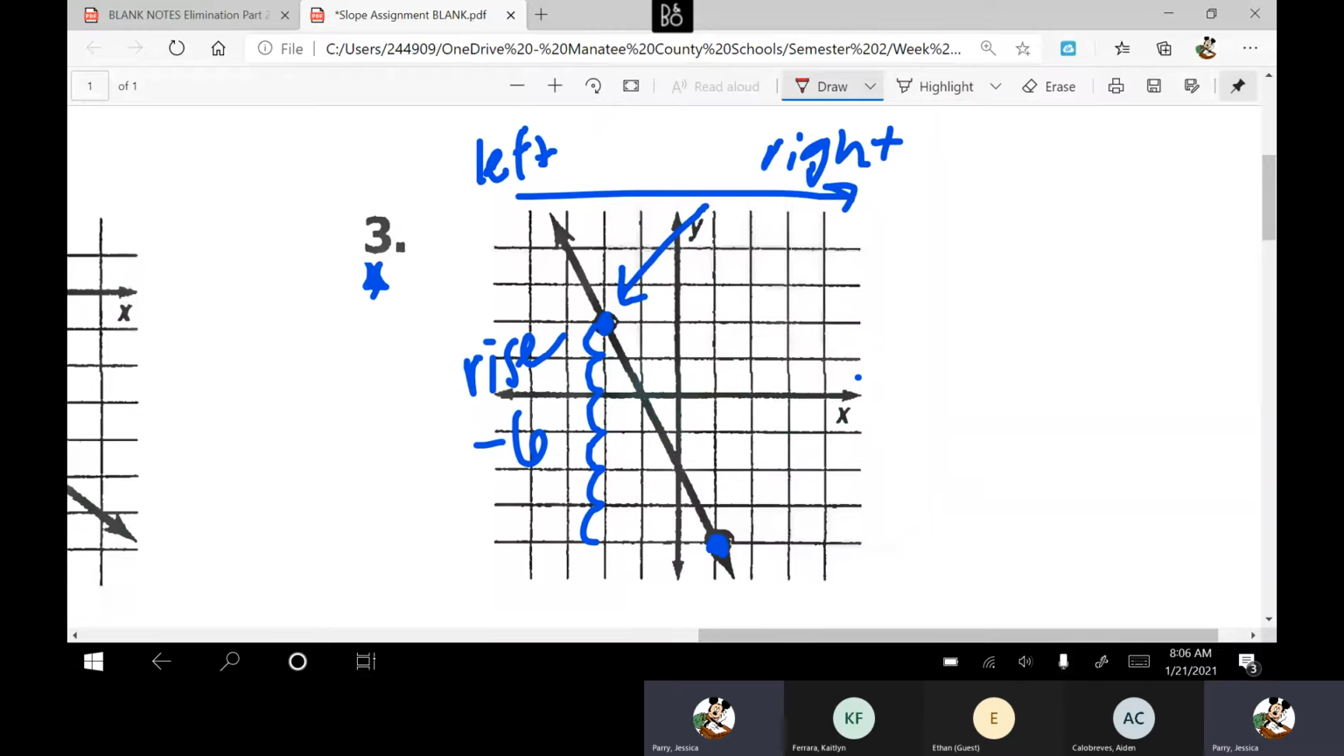What is my run? 1, 2, wait, hang on. 1, 2, 3, 4. So I think Aiden says 4. Anyone else got any answers for my run?